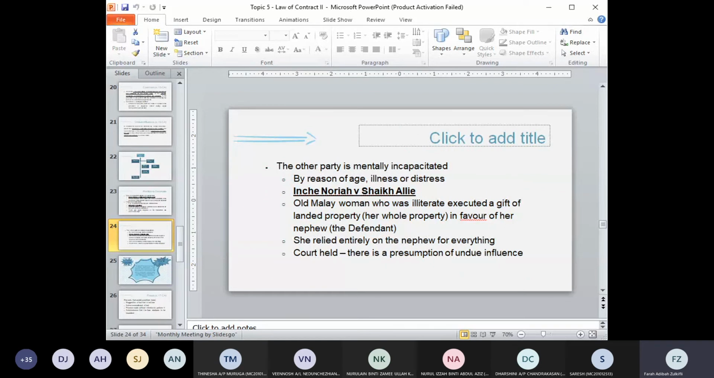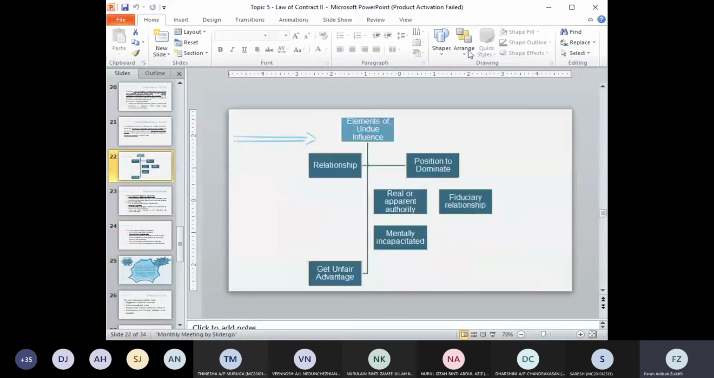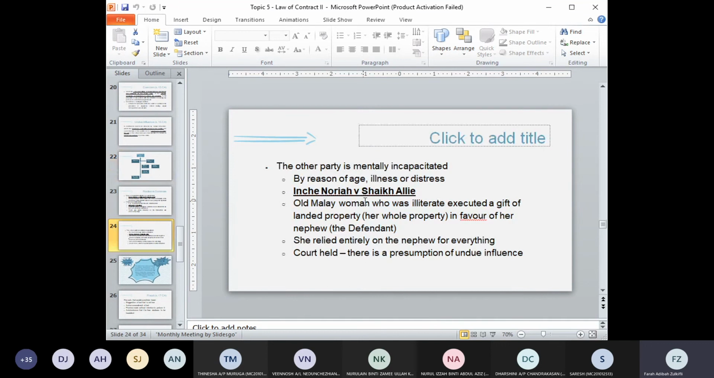Encik Nuria is someone who is relying heavily on the nephew. So when she is relying heavily on the nephew, he is in a position to dominate. So when the nephew is in the position to dominate, the nephew also gets an unfair advantage because she was giving away all her property to her nephew. So that's why the court said that the contract was signed under undue influence.